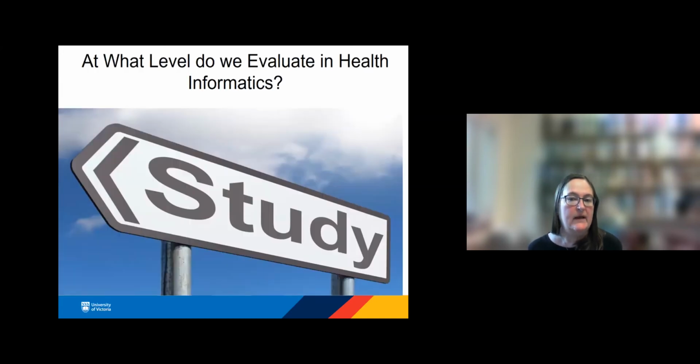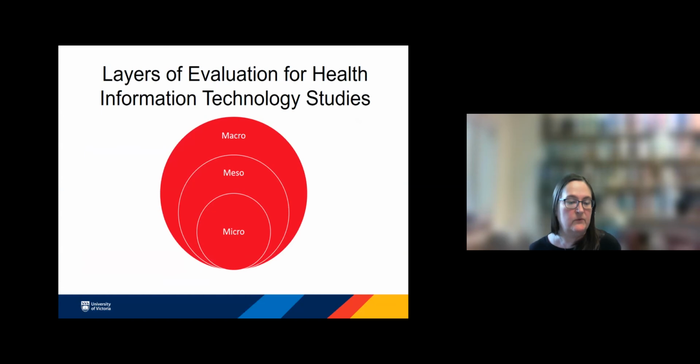So at what level do we evaluate in health informatics? I think it's really important when you're planning out your study that you look at what level you want to study. So we've defined that in terms of micro level, meso, and macro level approaches.